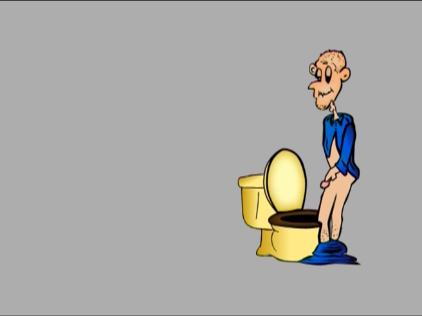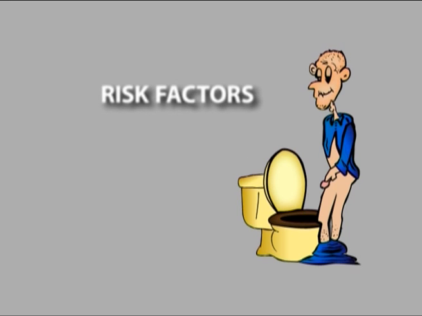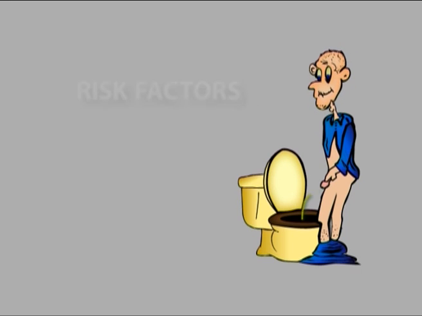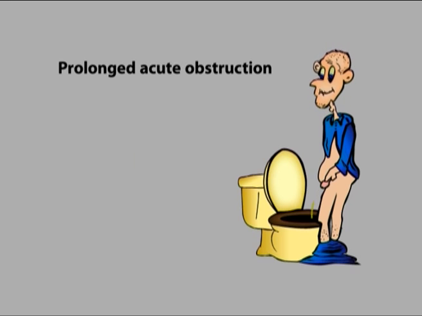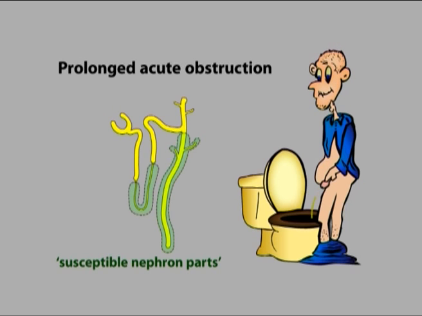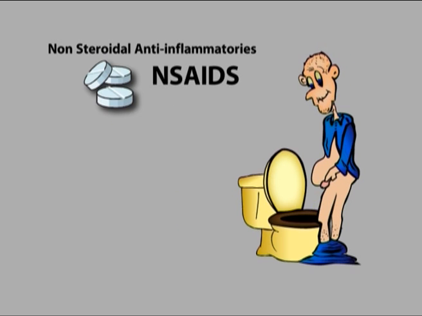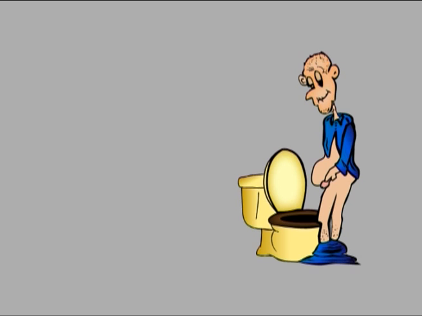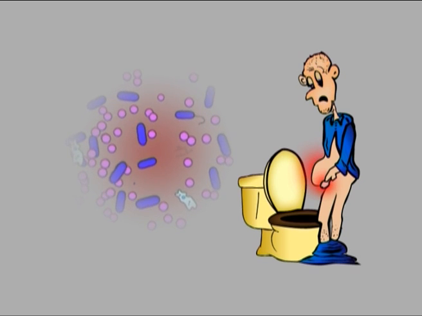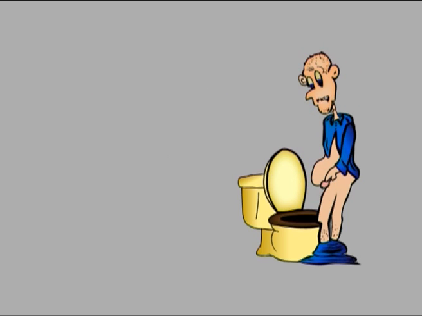I do believe that he may have had several of the risk factors that may have contributed to his problem. From his history, it would seem that he had been going into retention for several days. He had had a prolonged acute obstruction, and one might infer that the back pressure on his kidneys was more than just an acute event. There was a significant time period during which damage to the susceptible nephron parts could have occurred. Furthermore, the fact that he was taking both non-steroidal anti-inflammatory medication as well as an ACE inhibitor could have blunted his recovery response. Finally, his case history does suggest that there may have been an associated urinary tract infection. So, it may be that his management could have been a little tighter.